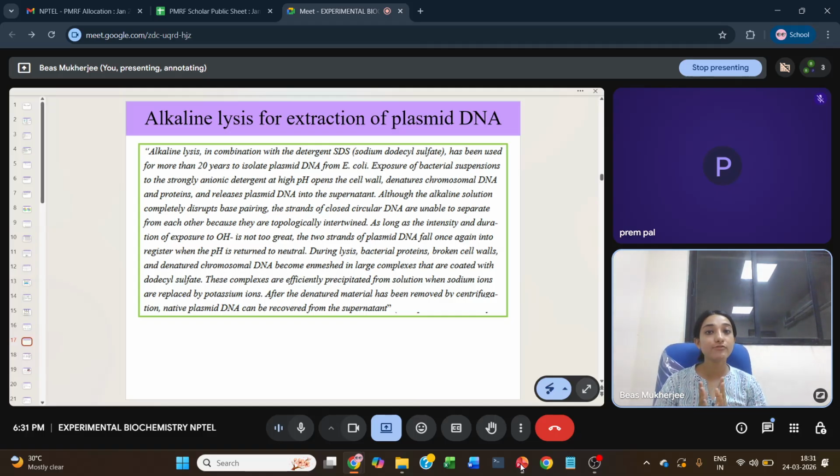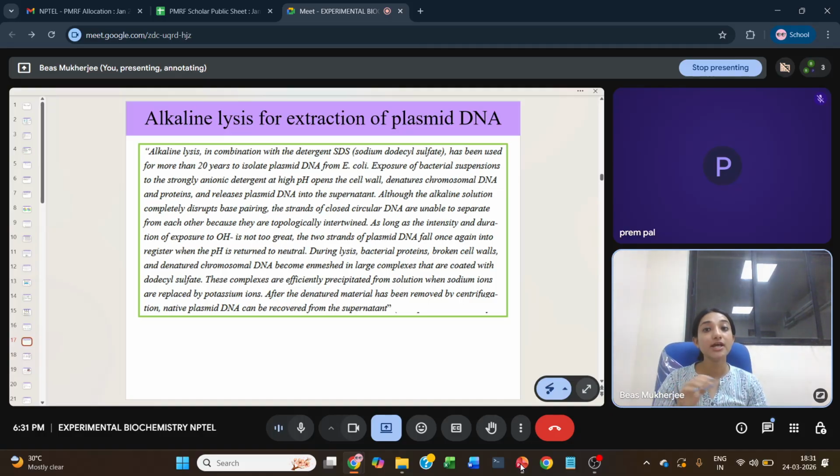isolate plasmid DNA from E. coli. So exposure of bacterial suspension to strongly anionic detergent at high pH opens up the cell wall, denatures the chromosomal DNA and also the plasmid DNA and proteins, and releases the plasmid DNA into the supernatant.